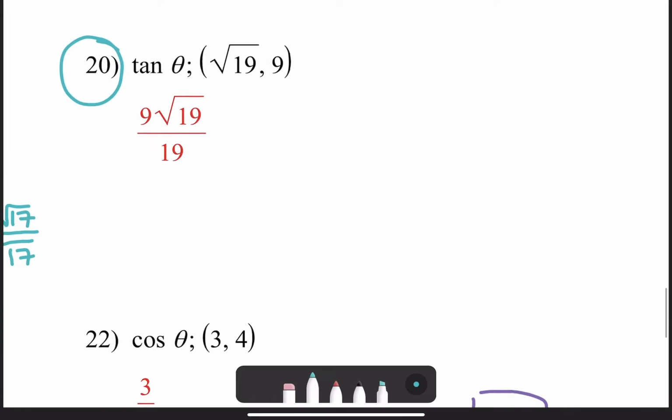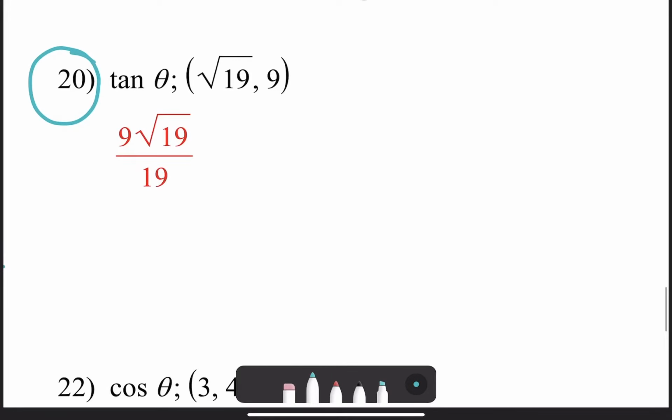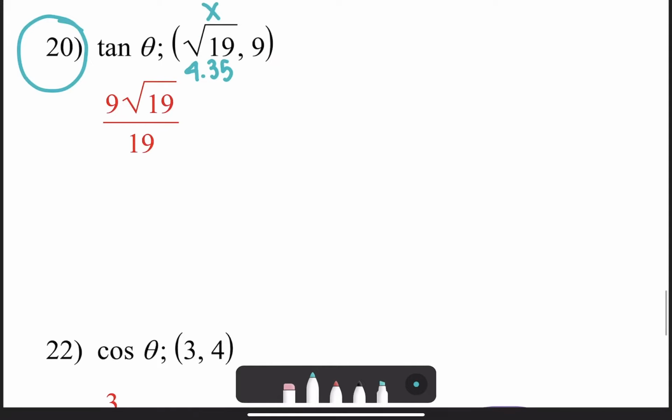Let's try number 20. Sometimes you guys panic a little bit because you see something like a square root right here for x. Remember, that just means x is some positive number. It really doesn't matter what the square root of 19 is, but if you really wanted to know, you could plug this into your calculator and do square root of 19. And so this is about 4.35. So just think of it as a number, as if it was 4, but we're just going to label it square root of 19.